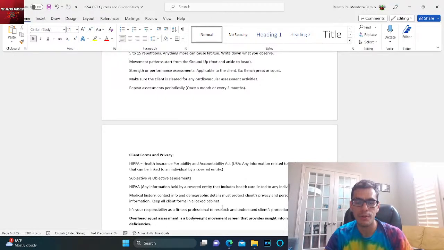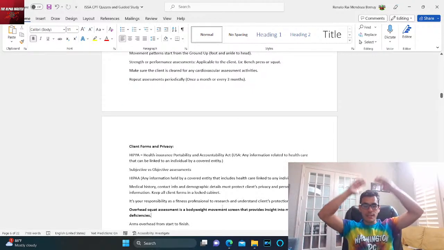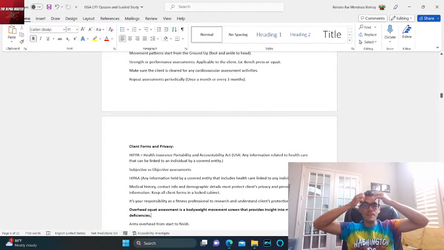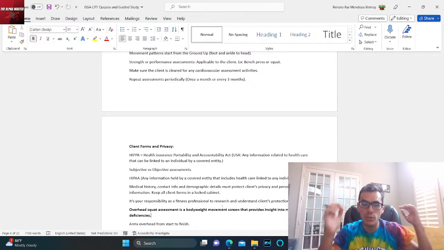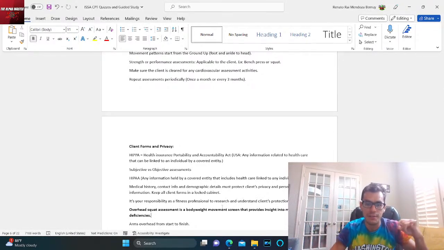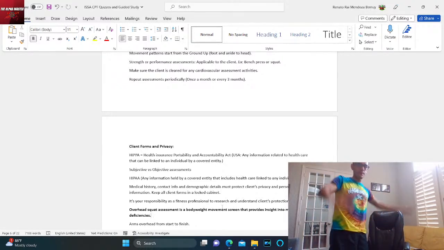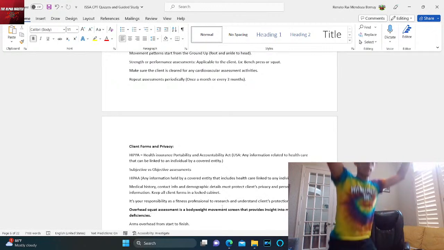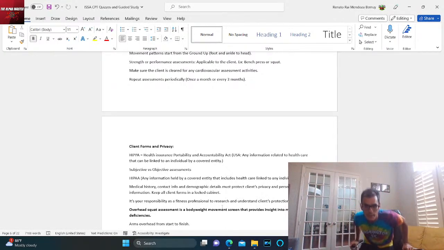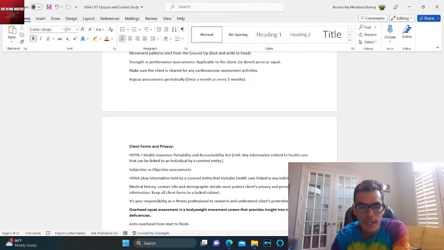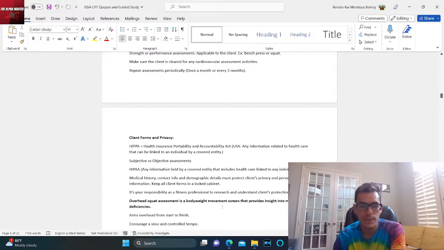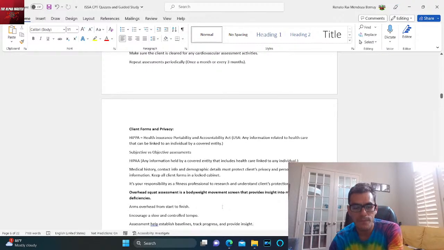The overhead squat assessment is a body weight movement screen that provides insight into muscular deficiencies, when they go down and up. Arms stay overhead from start to finish, and encourage a slow and controlled tempo.